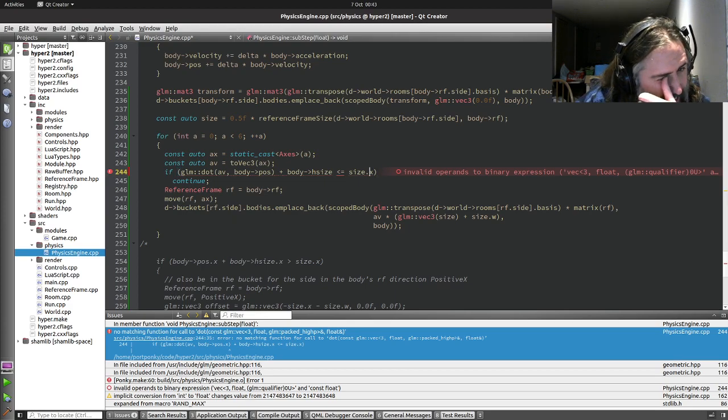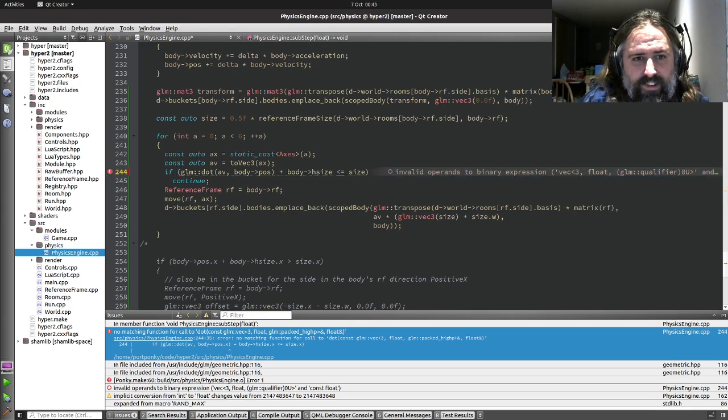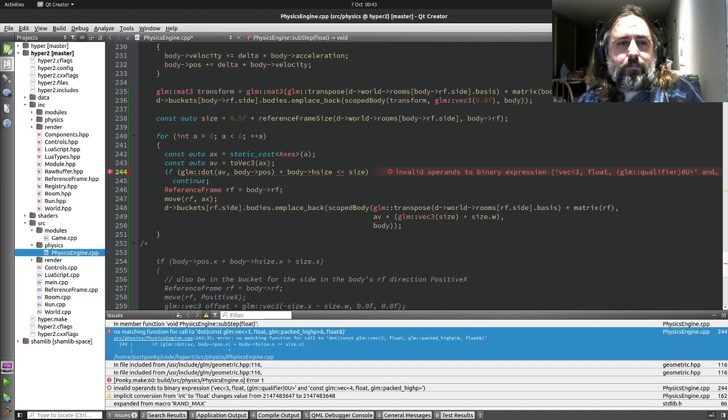Oh yeah, this is not correct at all. Let me just think about that again. So if I dot product the vector there, for 1 that will pull out the body pos, for -1 it will pull out the negative body pos, and for x, y, z it will pull out a specific component. I also want to get the component of h size and the component of size.